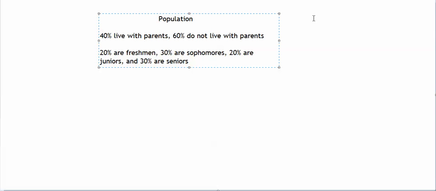We haven't checked other types of things like gender to see if gender is representative.